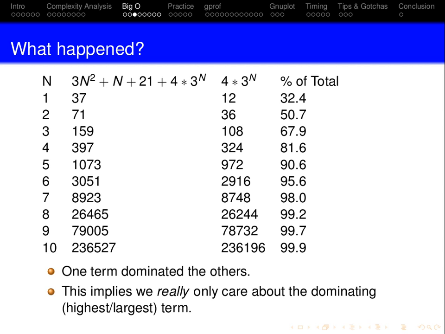So I'm giving you a picture of the second one with the 3 to the n. The first column is n, the size of n. The next column is the value of the entire formula. The third column is just the term 4 times 3 to the n. And the final column is the percentage that term 4 times 3 to the n is basically consuming of the total. As n becomes large, notice what happens to how much of the number is really the 4 times 3 to the n. More and more until it becomes practically all of it.